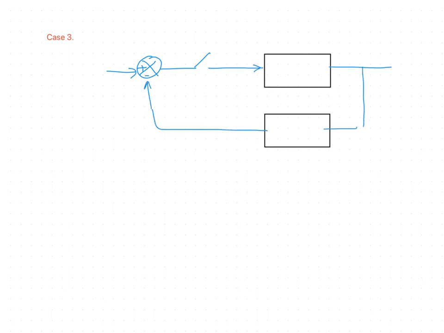Next we have the third case, which is a feedback loop. We have a sampler in the forward path and there is no sampler in the feedback path. So this is G of S, H of S, C of S, R of S. Let us assume that this is E of S and this as E star of S.